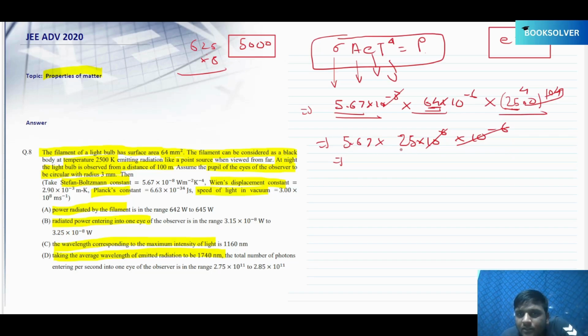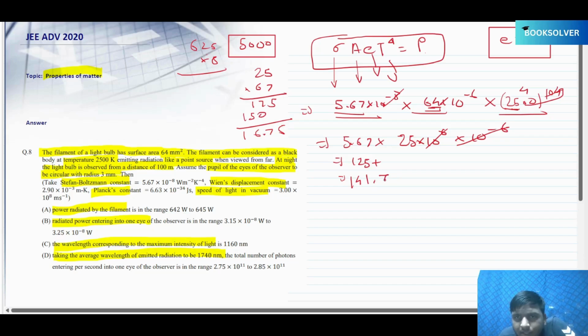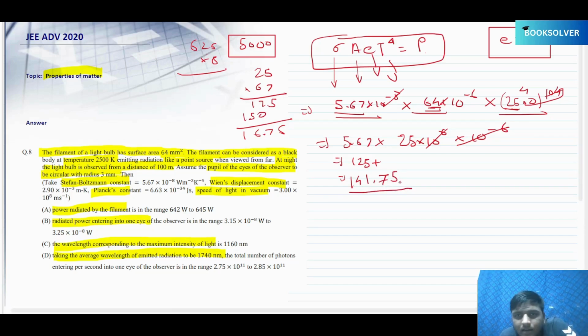5.67 into 25 will be somewhere around 25 into 5 plus 25 into 0.67. I need to calculate this. Now 25 into 7 is nothing but 175, and 25 into 6 is 150. Doing all this, we can get it as somewhere around 141.75. So yeah, this is the power radiated, and I don't think that it is matching our given option range. Hence, we can declare this option as incorrect.